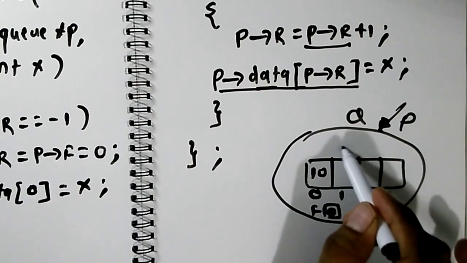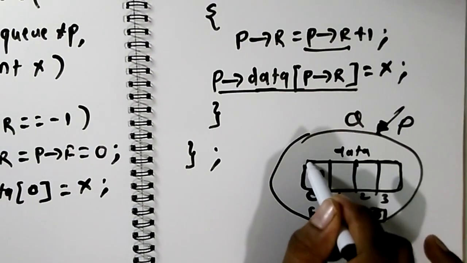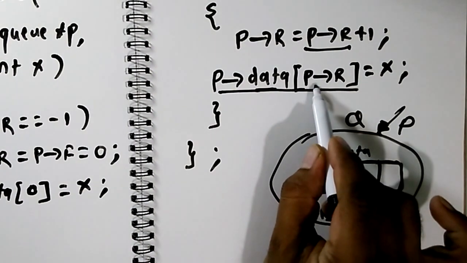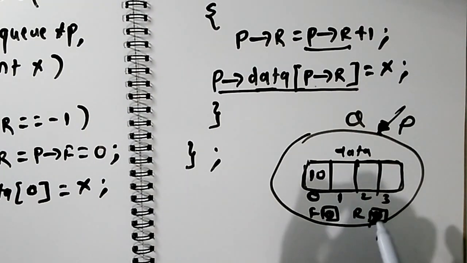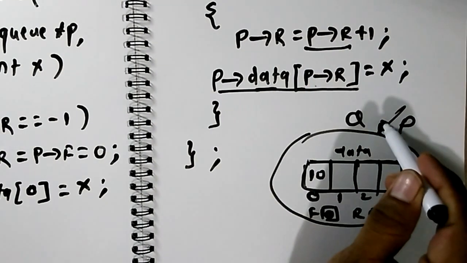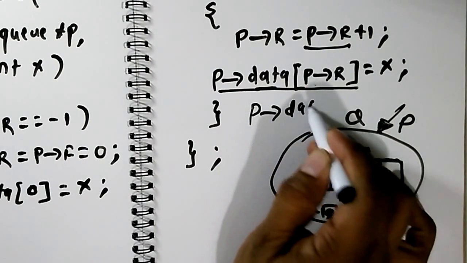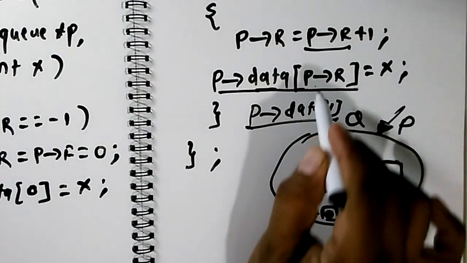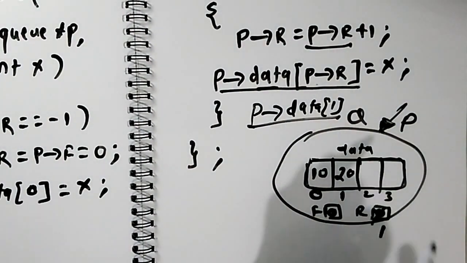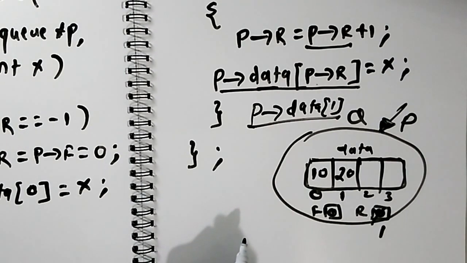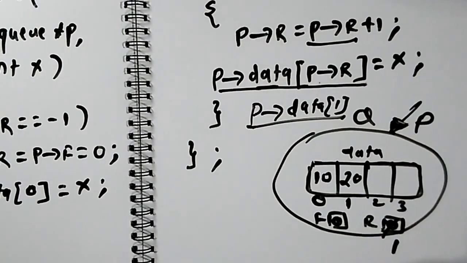So P arrow data will give access to this data array. So we are now accessing the data array, and inside the data array, on which location are we inserting? The location which is there in R. So that R needs to be retrieved, but I cannot directly retrieve it. I cannot write only R, but I have to use this P, right. So I'll say P arrow R. So in short, this statement will become P arrow data of 1 in this particular case, because P arrow R will give us 1. So we'll insert the next value here, and so on and so forth. So that's the NQ operation. Now let's see the DQ operation quickly.